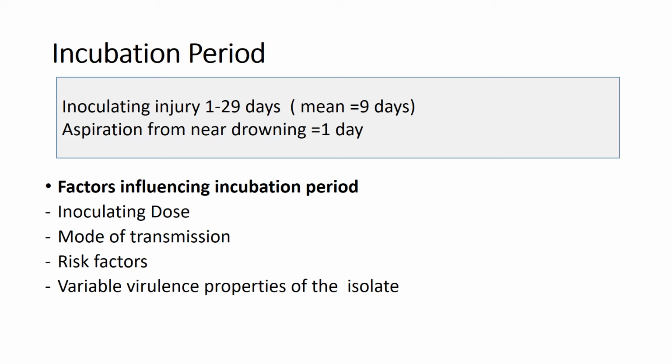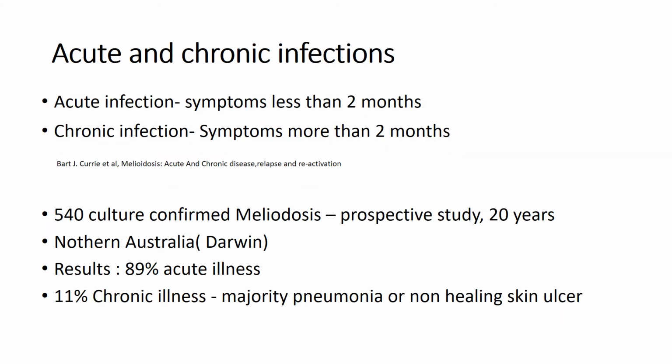The 4 main ones are listed here. Inoculating dose, that means the amount of the bacteria that actually enters into the body, is important, and the mode of transmission. So as I mentioned, if it's an aspiration, then the symptoms occur very much faster. Also, the risk factors of the host and the variable virulence properties of the isolate become important. All right. So now let's look at how we define acute and chronic infections in melioidosis.